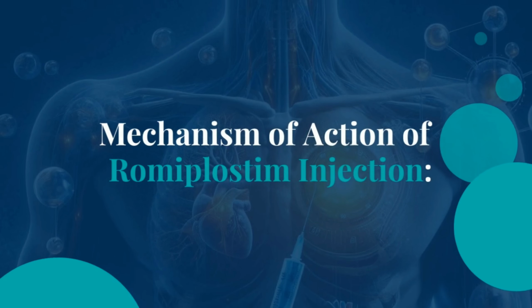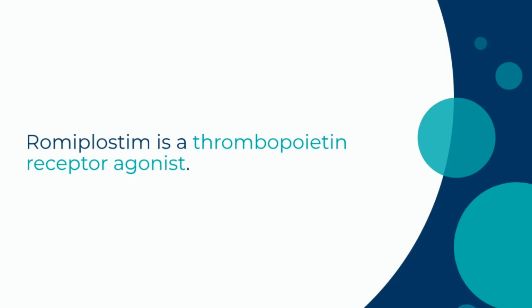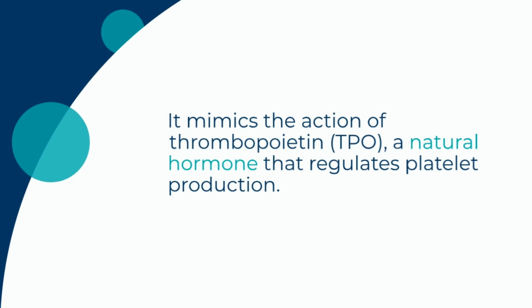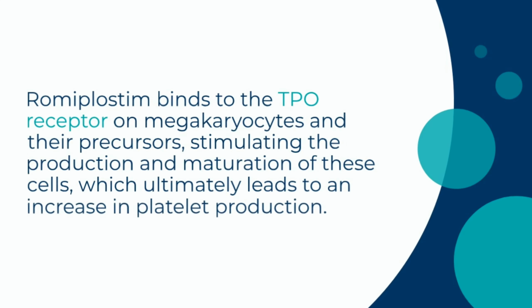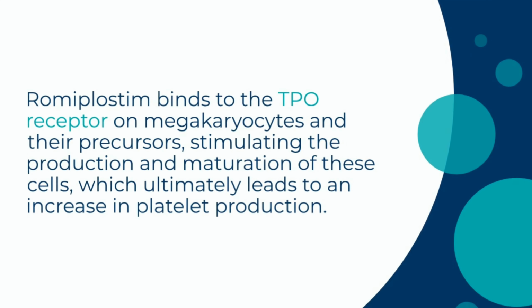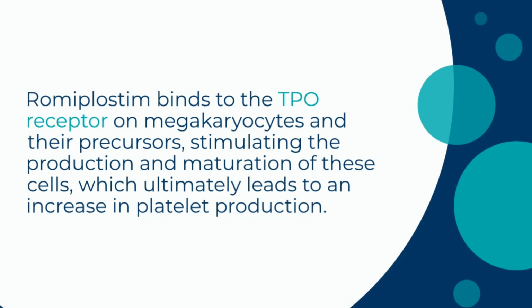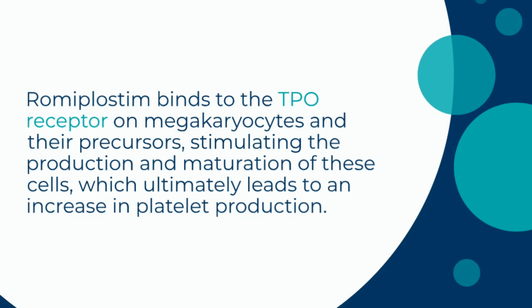Next, mechanism of action of Romiplostim Injection. Romiplostim is a thrombopoietin receptor agonist. It mimics the action of thrombopoietin, a natural hormone that regulates platelet production. Romiplostim binds to the TPO receptor on megakaryocytes and their precursors, stimulating the production and maturation of these cells, which ultimately leads to an increase in platelet production.